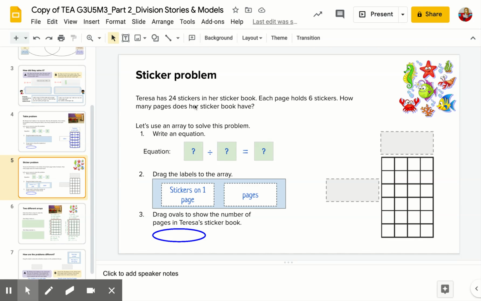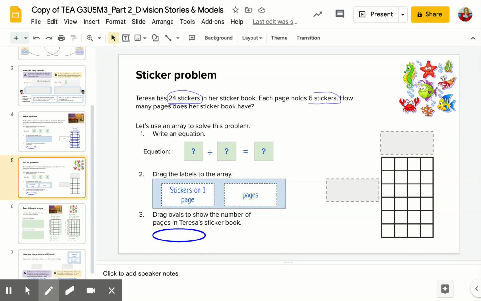Teresa has 24 stickers in her sticker book. Each page holds 6 stickers. How many pages does her sticker book have? Let's go ahead and read that again. So she has 24 stickers. Here's the whole, the thing that we're dividing. Each page holds 6 stickers.